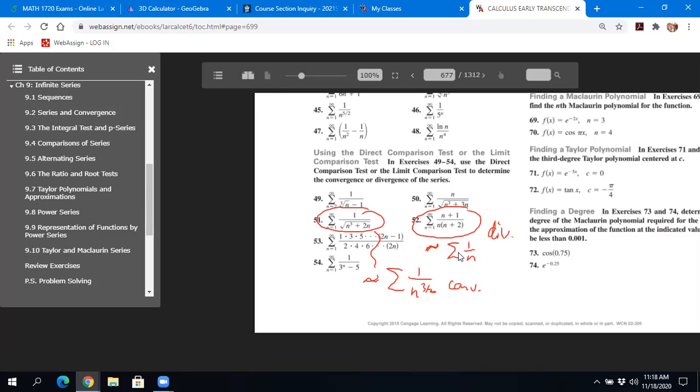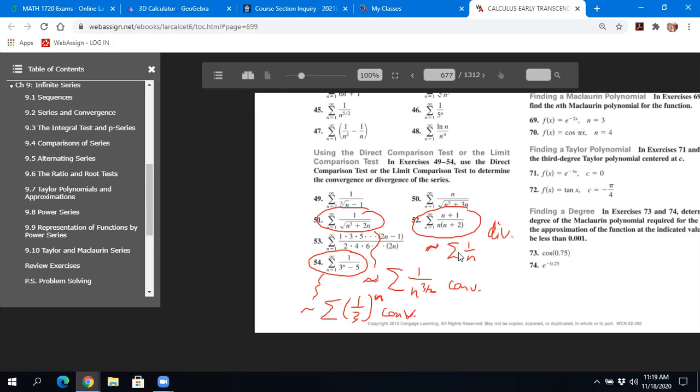What about this one right here? What about 54? What do you guys think about that? I think the -5 matters a lot. Not as far as convergence and divergence is concerned. So what do you think this one's going to behave like? One over 3 to the n, which does what? Yeah, that converges, right? That's a geometric series. Okay, so that's the sort of thing.